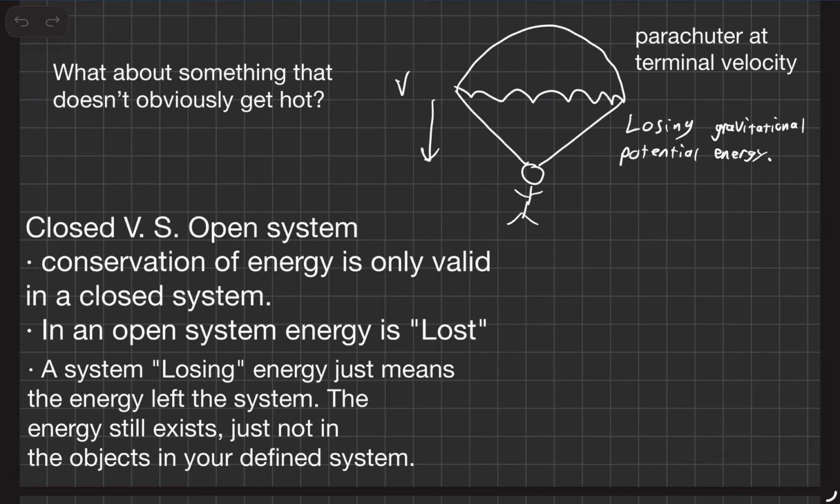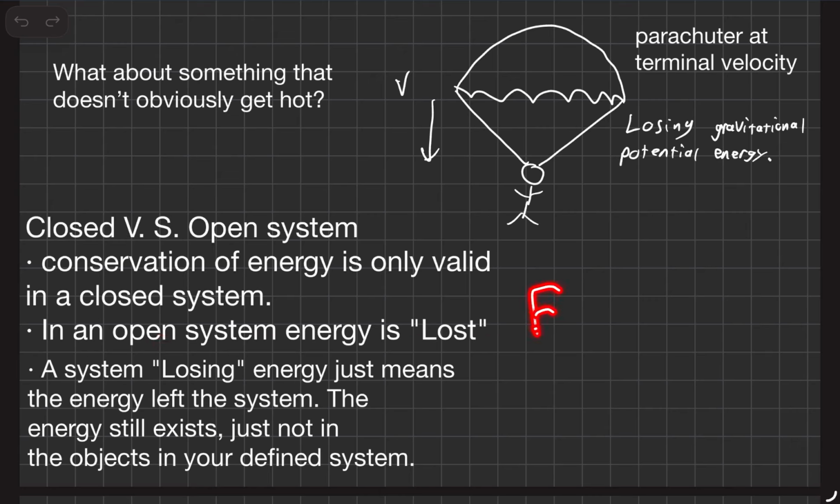So we need to talk about closed versus open systems. In a closed system, energy is not leaving or entering the system. In an open system, it's allowed to enter or leave the system. Conservation of energy is only valid in a closed system. Basically, if you account for all the different sources of energy and where they went, then you can use conservation of energy. But in an open system, you're essentially saying that some of the energy is gone.